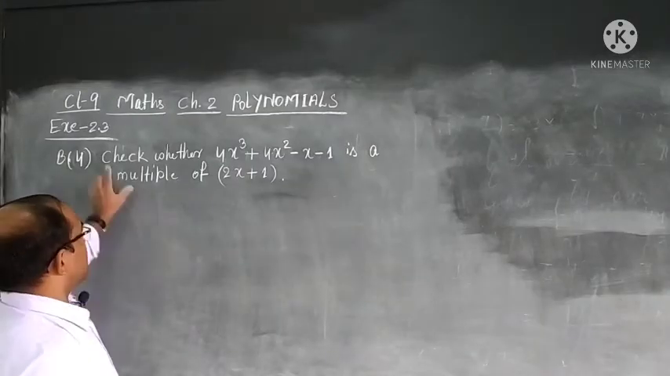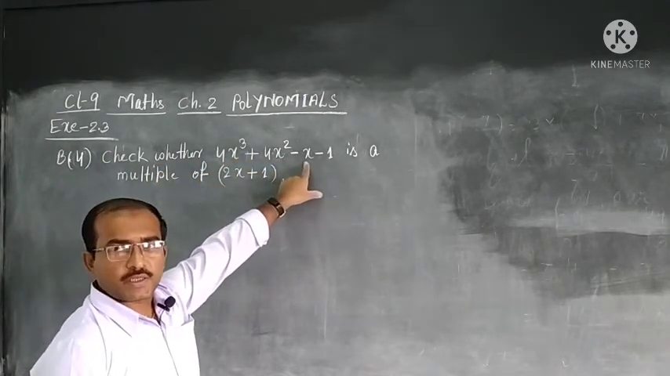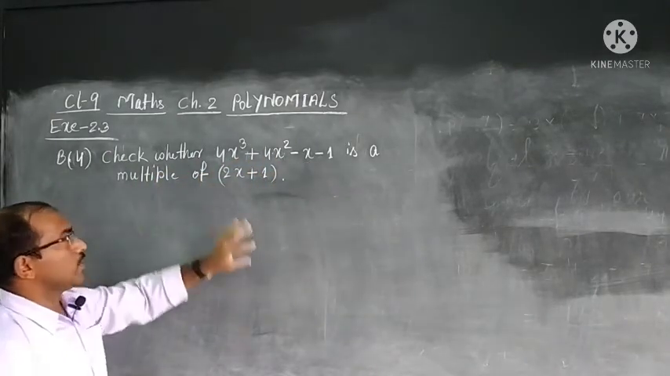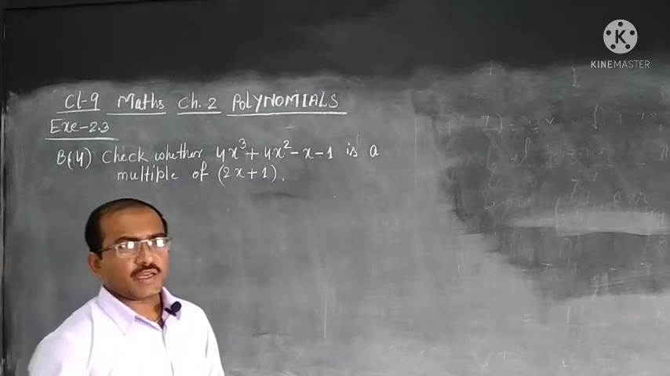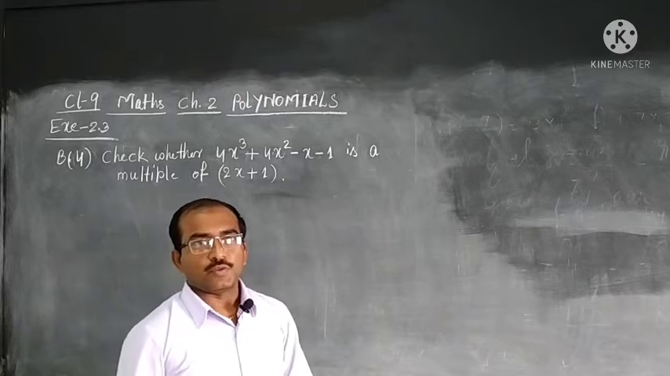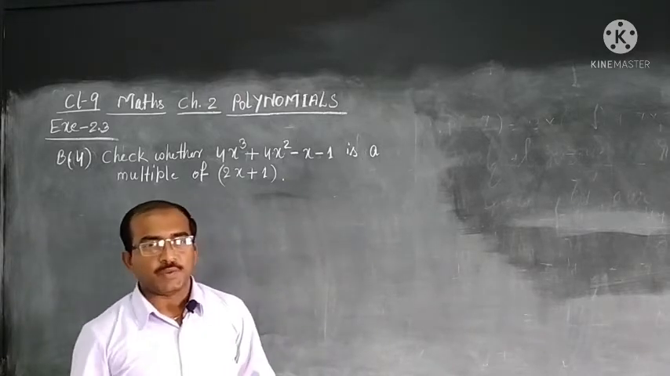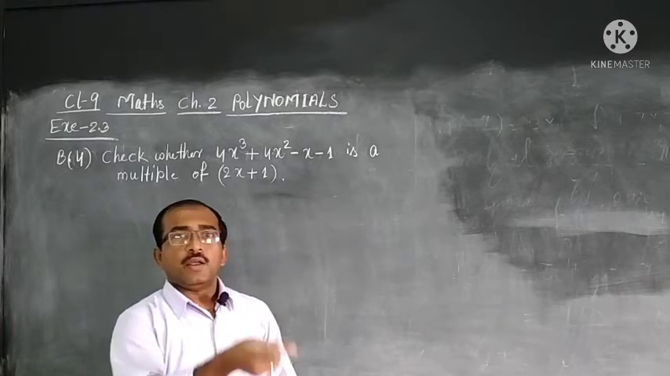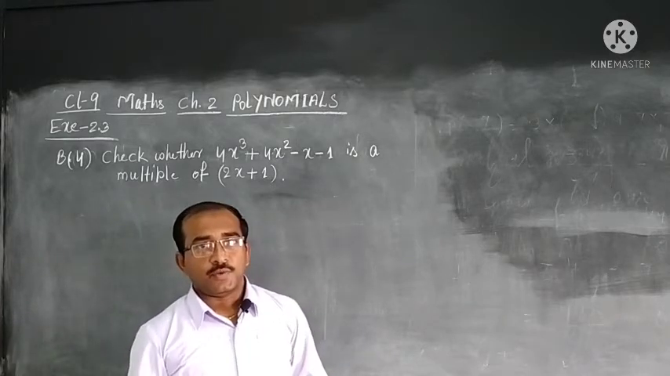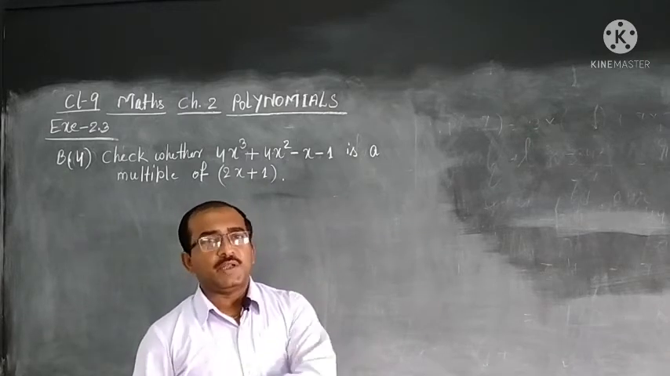Question number 4 is here. Check whether 4x cube plus 4x square minus x minus 1 is a multiple of 2x plus 1. We have been studying factor and multiple, I think, from class 4 onwards. So, we should not have any doubt regarding these two words, factor and multiple. 2 is a factor of 10 and 10 is a multiple of 2. 3 is a factor of 15, 15 is a multiple of 3.